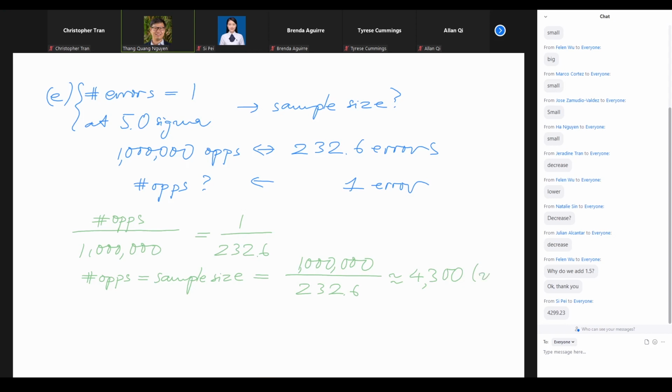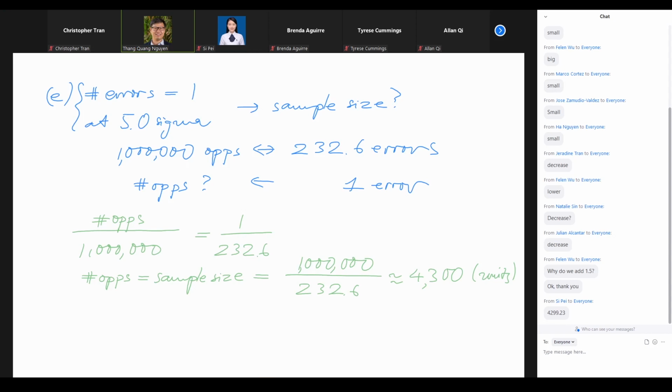So in this case, we need to have a sample of 4,300 orders. And out of these 4,300 orders, we expect to see one error, right? Rather than earlier, where we could not see one error, we only see 0.32 errors, and that's not realistic.